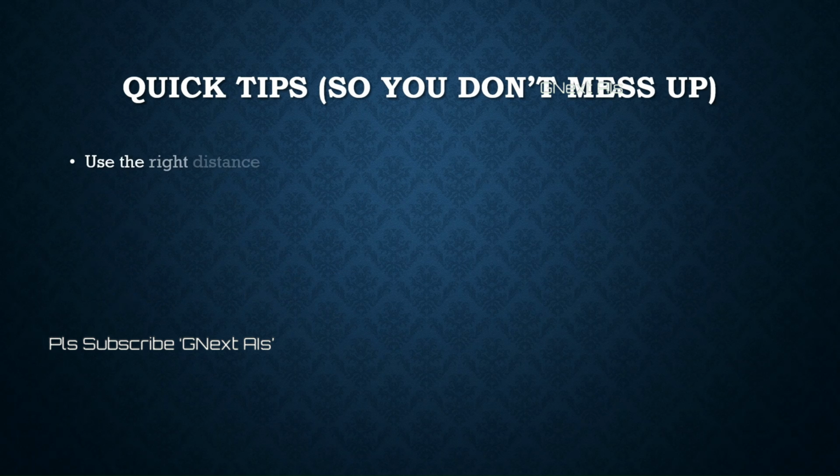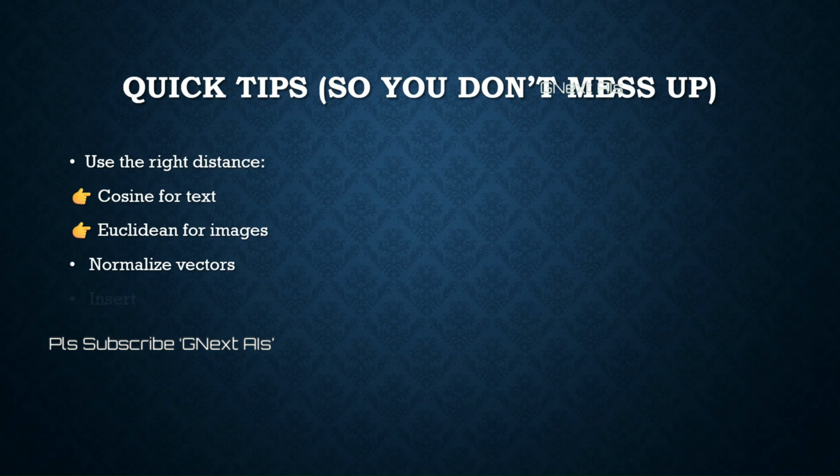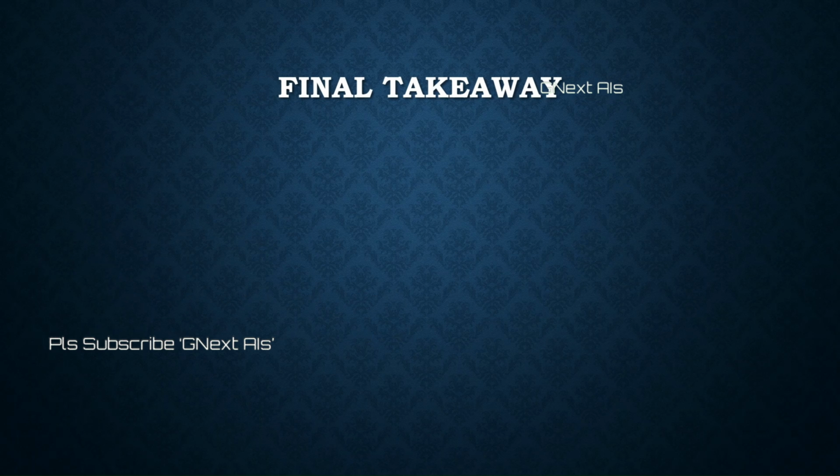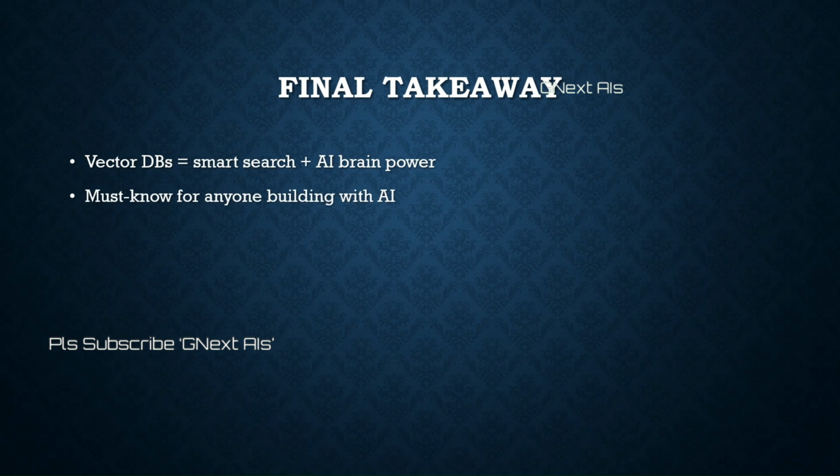So quick tips so that you will not mess up. Use the right distance: cosine for text and Euclidean for images. Normalize the vectors, then insert in batches if you have a lot of data. Then measure recall and speed before going live. So the final takeaway is, a vector DB is smart search plus AI brain power. Must know for people who are building AI. Try one today and create something awesome.